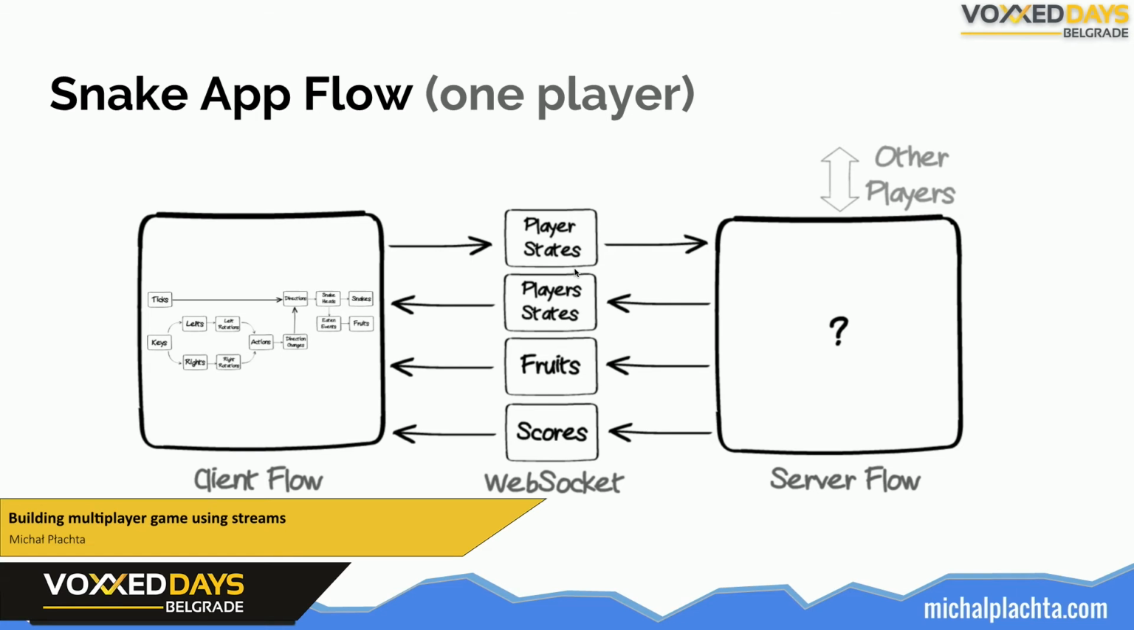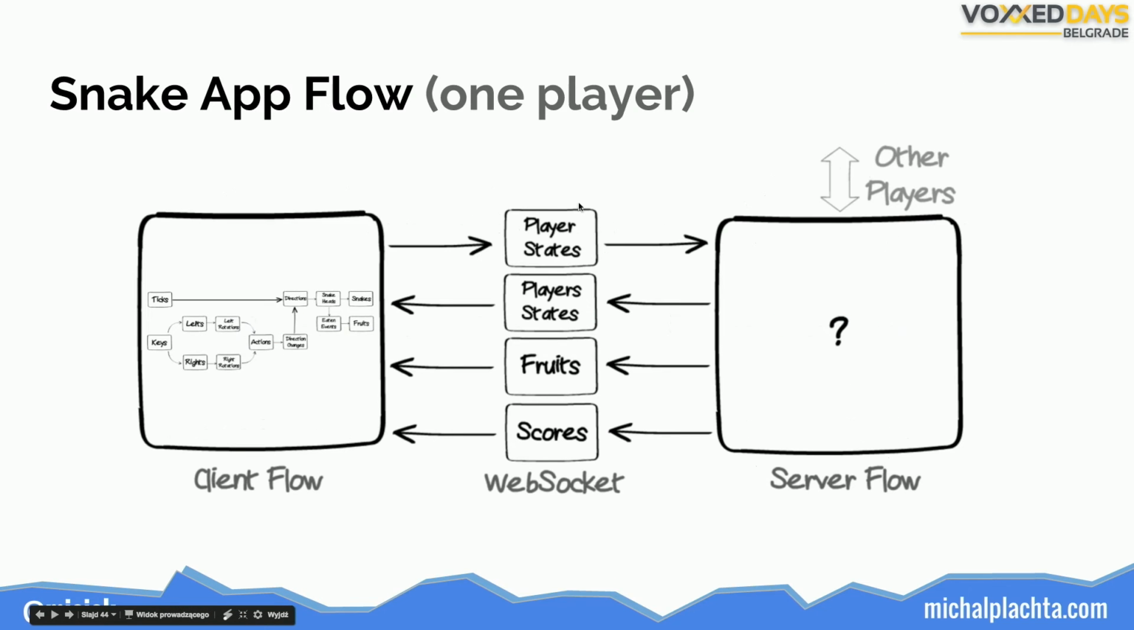And this is the general architecture of the application. Client flow, the small things here you cannot see, is the thing I showed before. So this is just the front-end part. This is the WebSocket here, and this is the server flow. As you can see, we use WebSocket in order to reuse more than one stream, but that's okay, that works fine. Player states are sent to the server, and all the other things like other player states and fruits and scores are sent back. And we'll go through those four squares in order to implement our question mark here.